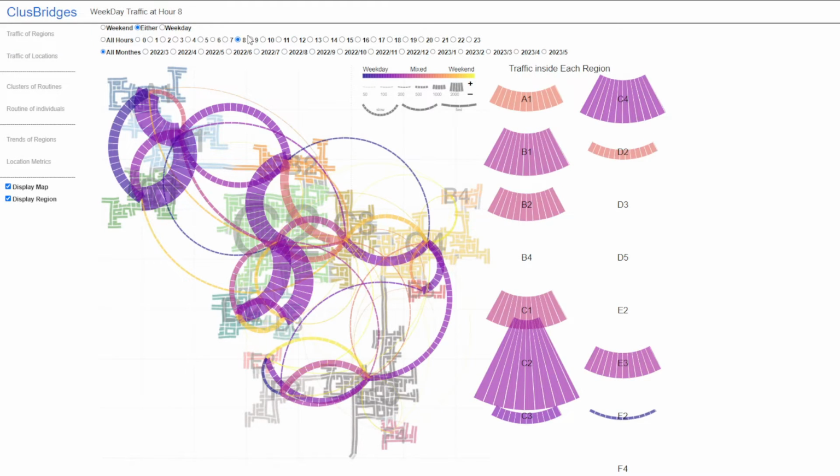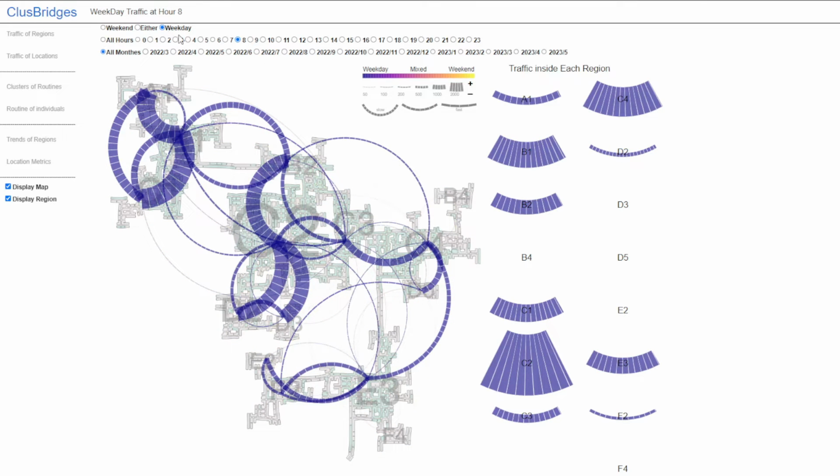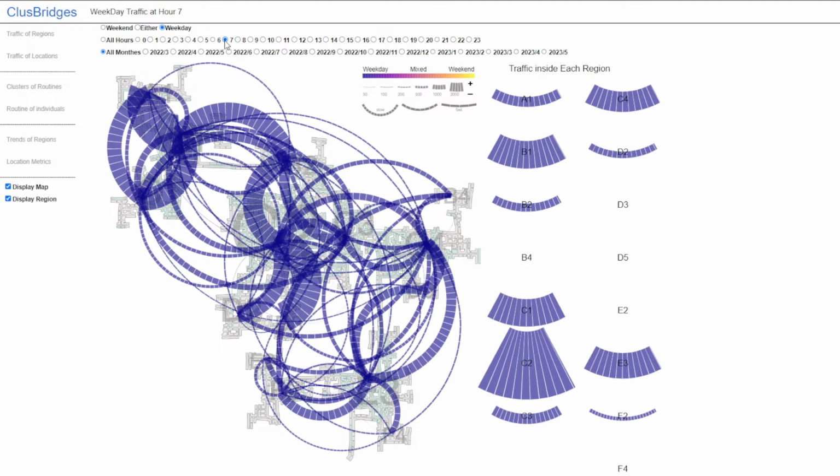ClusBridges clearly shows that the traffic patterns between regions vary with time. We can see that during the weekdays, traffic rush hours occur around 7 a.m. and 4 p.m. Traffic from A1 to C2 is smooth, but traffic from B1 to A1, C2 to B2, and C2 to D3 are generally slow.